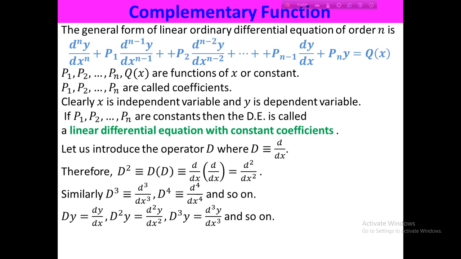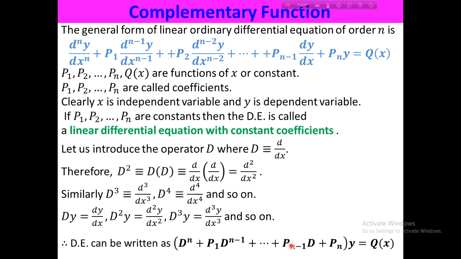and so on. Therefore if you put this, there will be dny plus p1 d(n minus 1)y plus p2 d(n minus 2)y. There are two double plus signs, these are by mistake, sorry for that. Therefore the above differential equation can be written as Dn plus p1 D(n minus 1) dot dot plus p(n minus 1) D plus pn of y, that is Dny plus p1 into D(n minus 1) of y plus dot dot p(n minus 1) Dy plus pny equal to q of x.